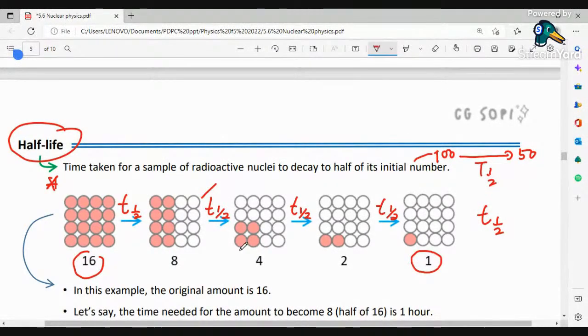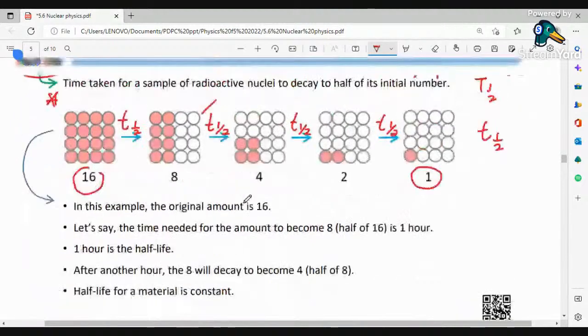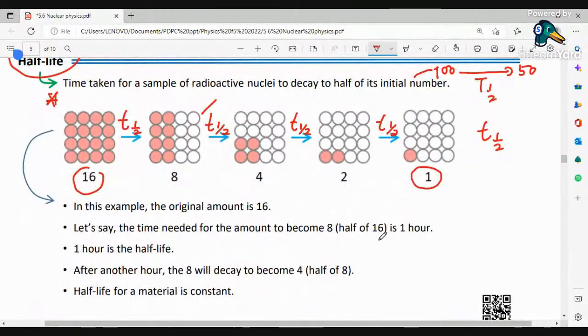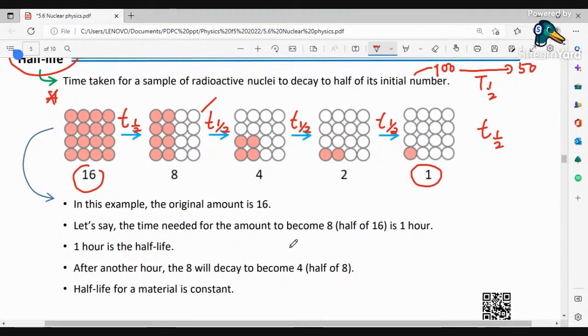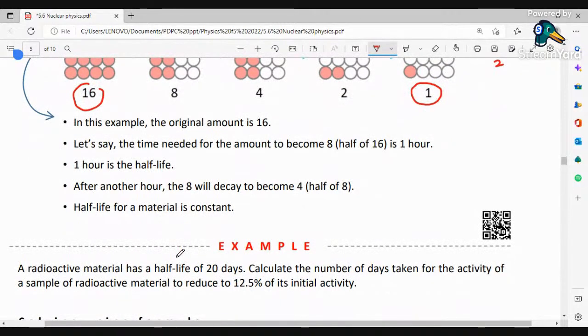Okay, so example, original amount 16. Let's say the time needed to become 8, half of 16, is 1 hour. 1 hour is the half-life. Okay, after another hour, it decays to become 4, half of 8. Half-life is constant. For this one, let's say if we mention half-life equals 1 hour, it means the value of 1 hour still remains until many half-lives occur. So the time taken for radioactive nuclei to decay to half of its initial number. Okay, so half-life ni ikut material adalah constant.